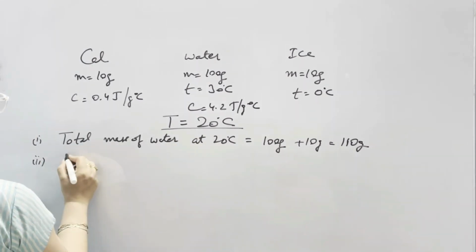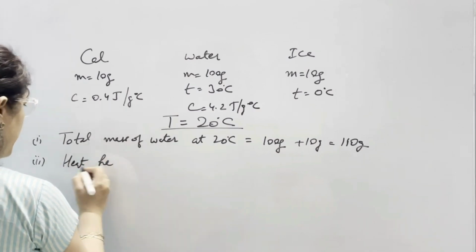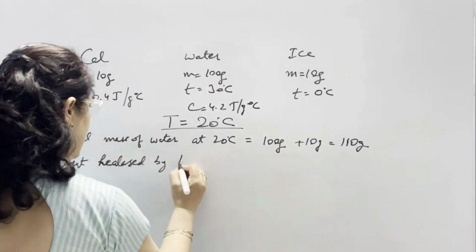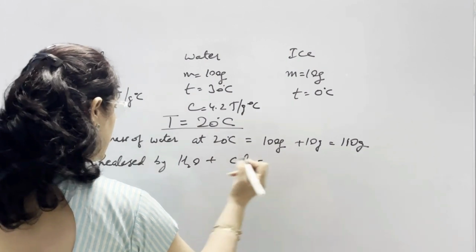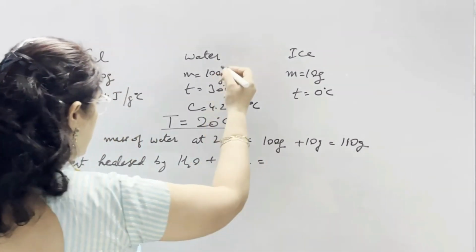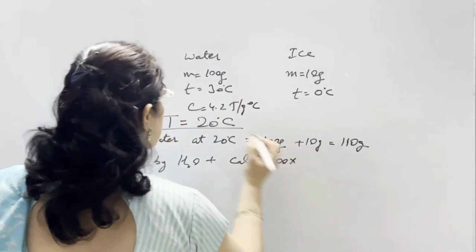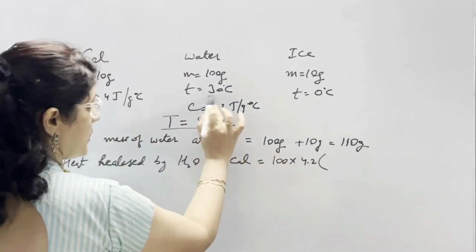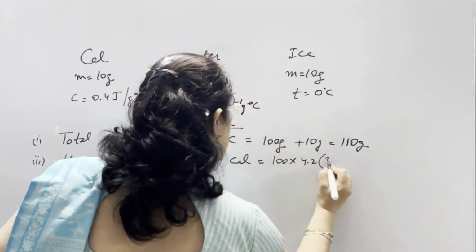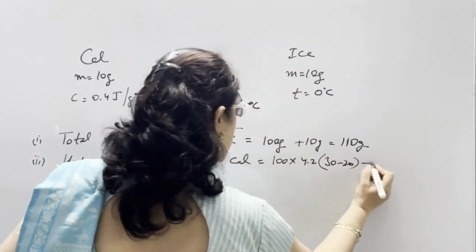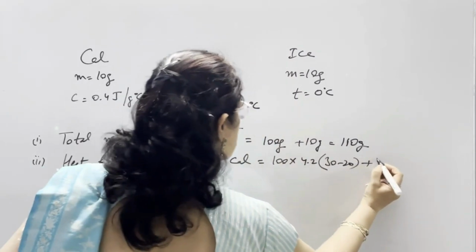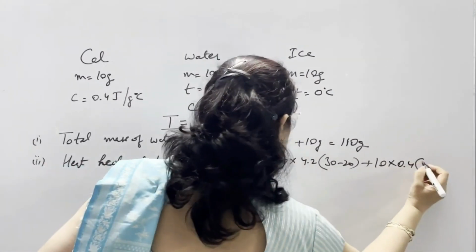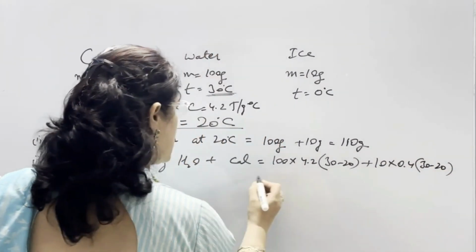In second part, heat released by water and calorimeter. Heat released by first water and then calorimeter. How much? mcΔT. So in the case of water, m is given as 100, C is given as 4.2 and the temperature of water is 30, so it means 30 minus 20. Plus calorimeter. In the case of calorimeter, mass is given as 10, C is given as 0.4 and temperature we are going to take the same, 30 minus 20. So we can take them common also.